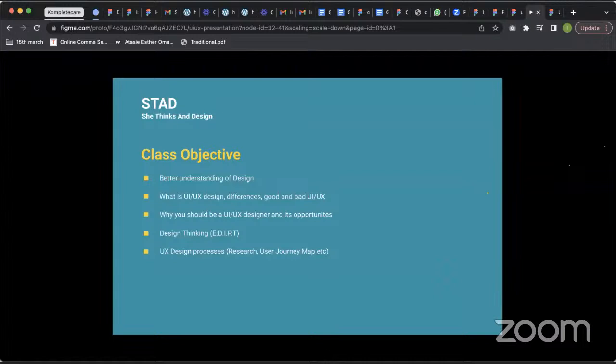In the course of this training, we're going to be having a better understanding of what design is. We're going to know what UI UX design is, the difference, what is a good UI and what's a bad UI, why you should be a UI UX designer. We're going to do design thinking.